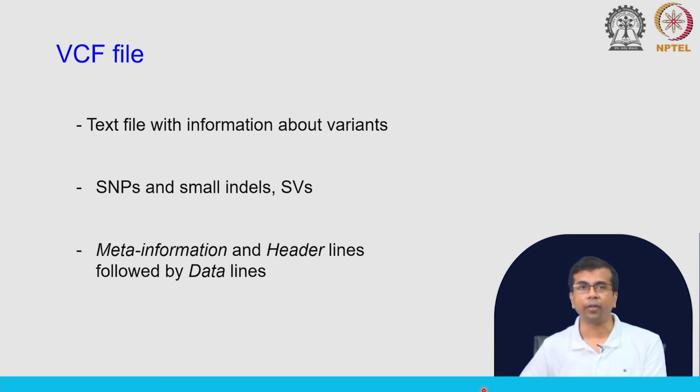You have one part which is called the meta information lines, then you have one header line, and then you have the data lines. You can imagine this is like a SAM file we have discussed. In a SAM file you have header lines, then the alignment lines, and similarly a VCF file is also formatted something like this. You have meta information lines, one header line, and then the data lines.